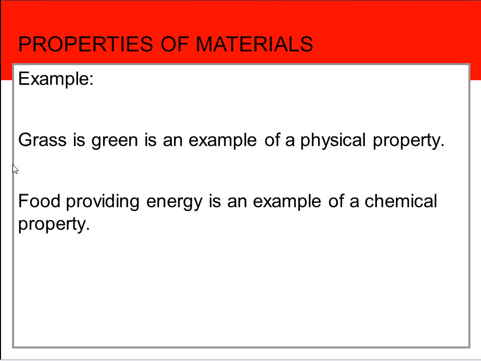That's a physical property. On the other hand, food providing energy is an example of a chemical property. So I eat the food, it's changed into energy and heat and waste products. And so I know that the food has interacted with other substances because it becomes changed. So that's an example of a chemical property.